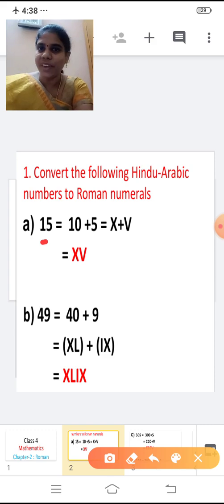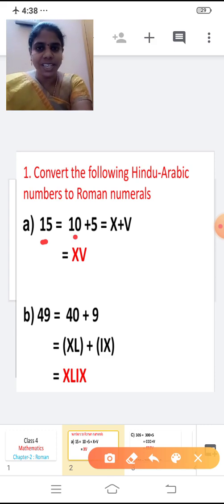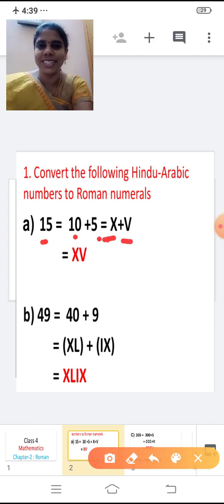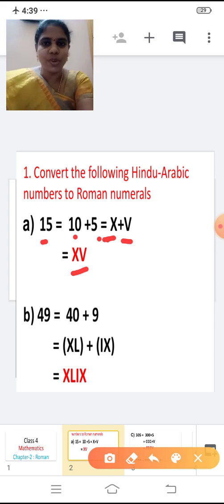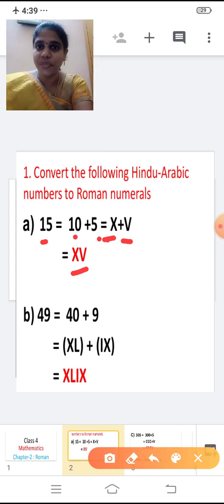Now 15, how can we write 15? 10 plus 5. Now, Roman numeral for 10. You know the Roman numeral for 10, right? X. Very good. Then, what is the Roman numeral for 5? V. Now, add this. X plus V, XV. So, the Roman numeral for 15 is XV.